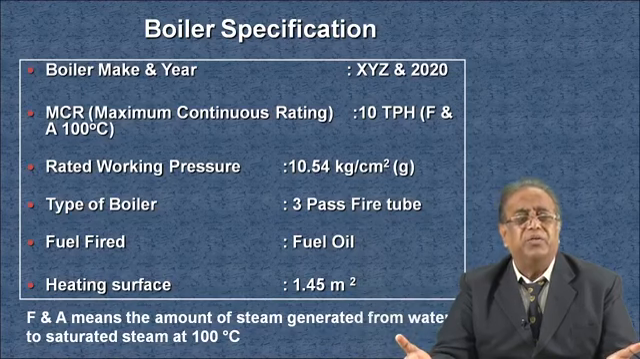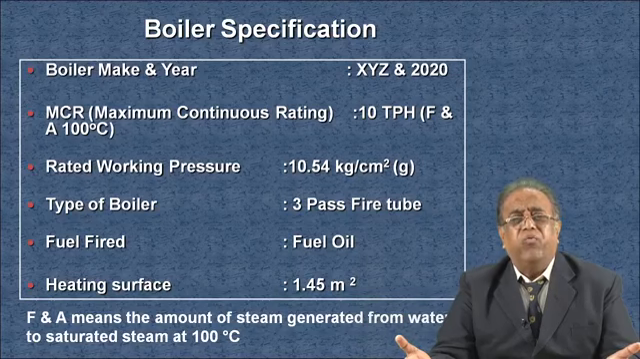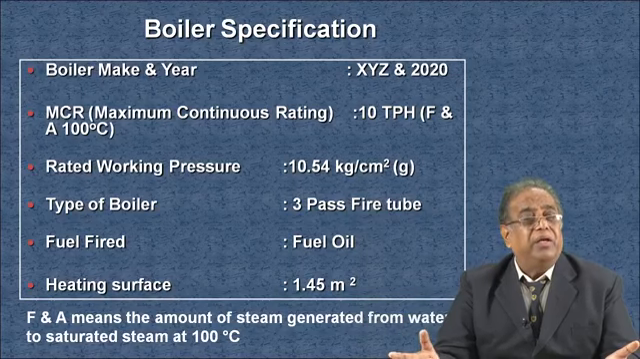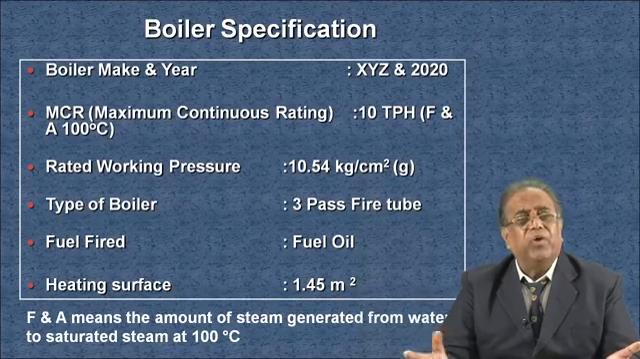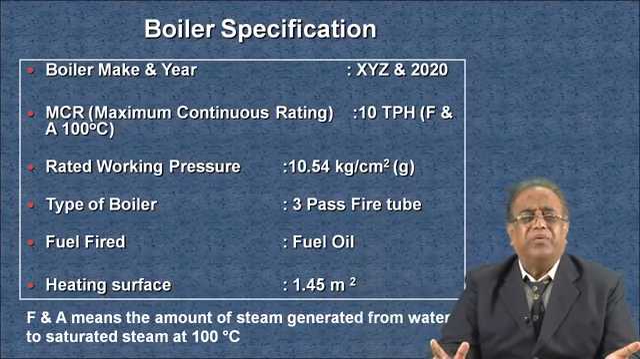Type of boiler: three-pass fire tube. Fuel fired is fuel oil, and heating surface, for a particular case, we have taken that it is 1.45 meter square.